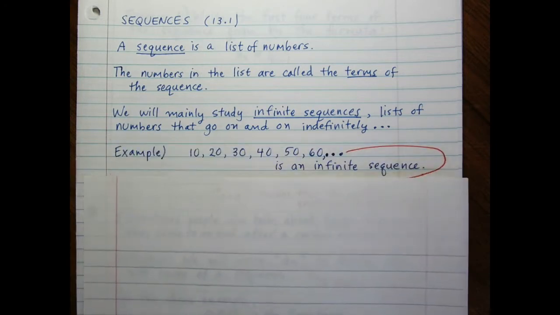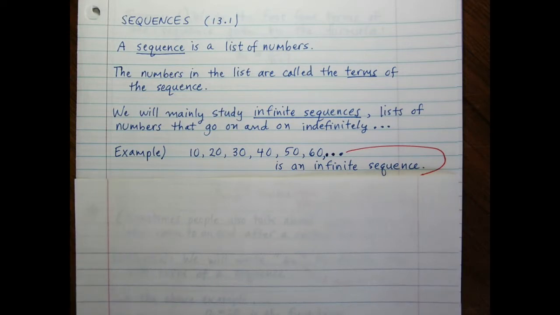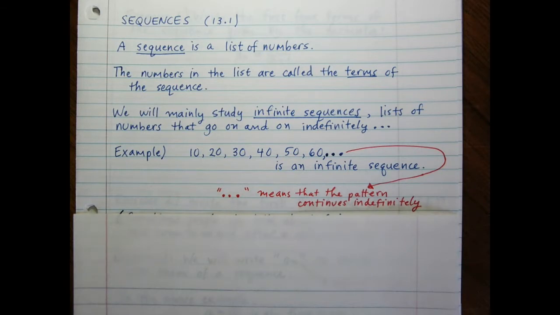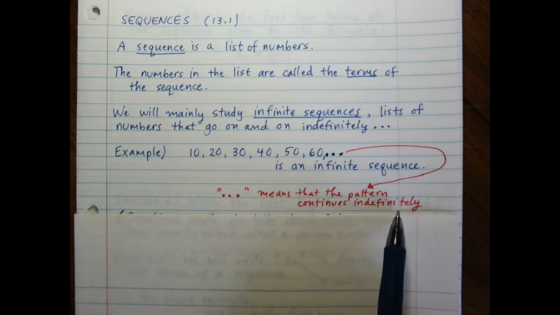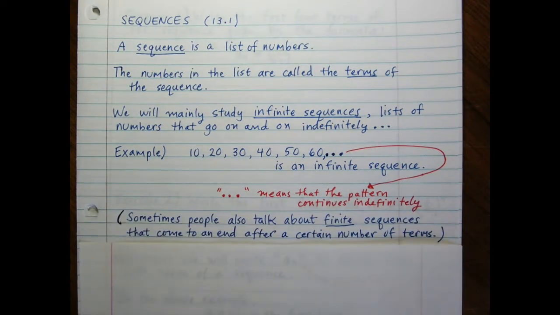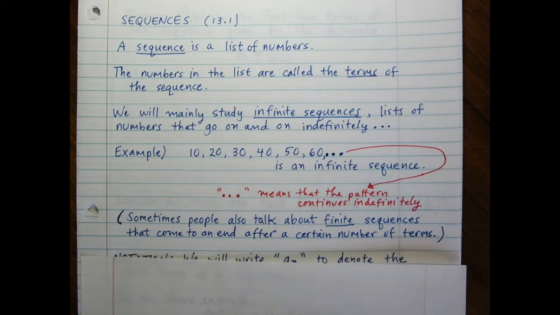So here's an example, 10, 20, 30, 40, 50, 60, ... is an infinite sequence. And when we write that ... on the end, that just means that the pattern continues indefinitely. And the pattern should be obvious by that point, or the hope is that we can see the pattern at that point. Sometimes people also talk about finite sequences that come to an end after a certain number of terms. We will focus on infinite sequences in this course.